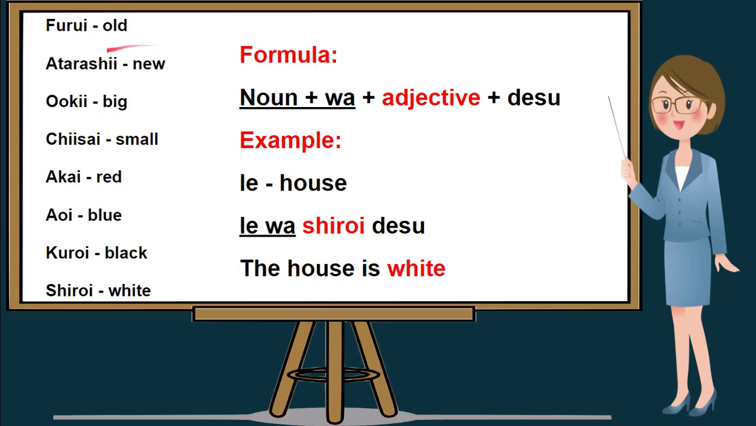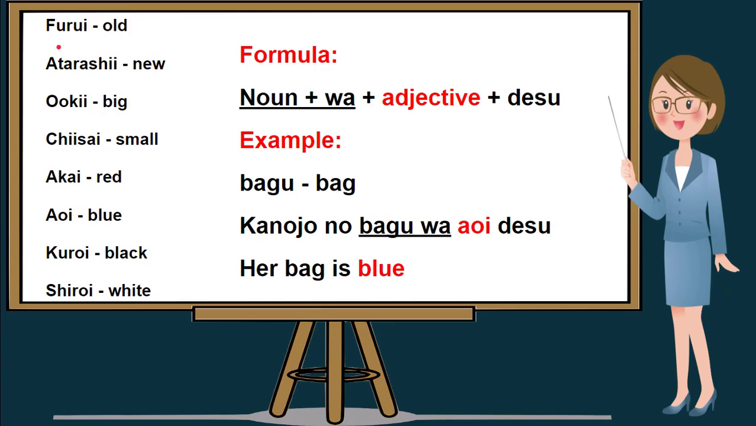By the way, we have lots of adjectives here to choose from. I will be reading them one by one. Furoi means old. Atarashi means new. Oki means big. Chisai means small. Akai means red. Oi means blue. Kuroi means black. And shiroi means white.